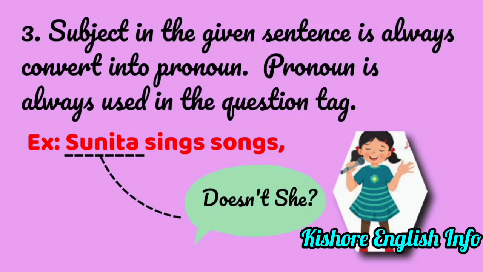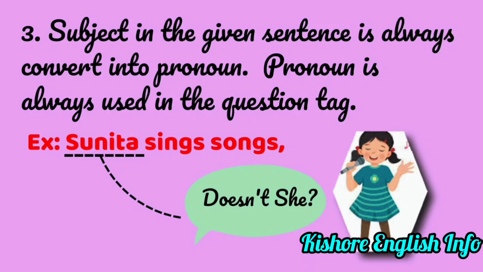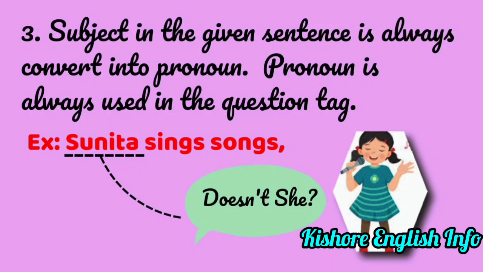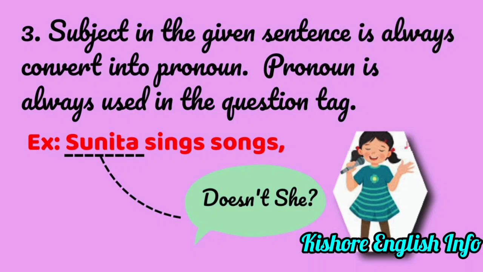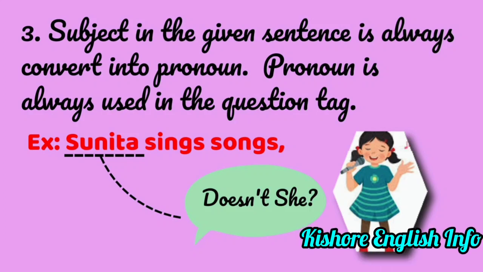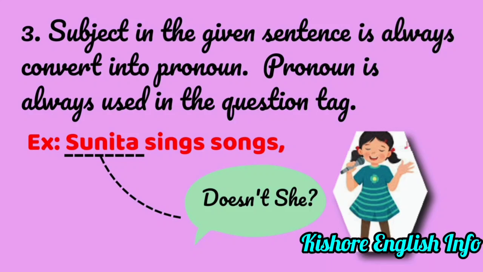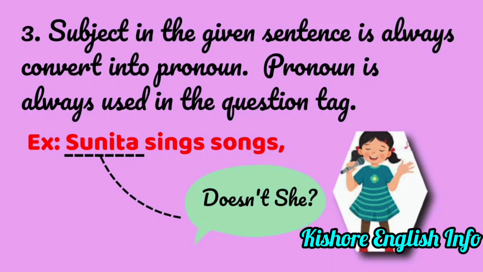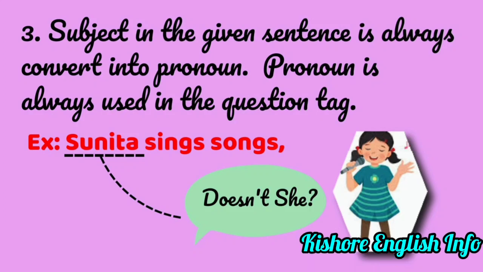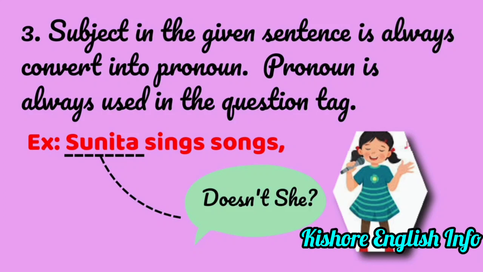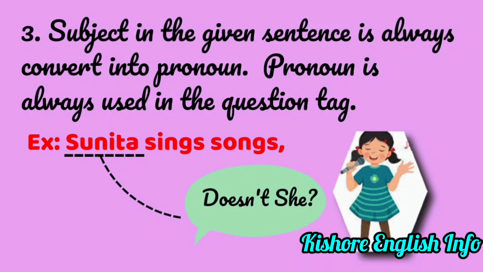Third basic rule: the subject in the given sentence is always converted into a pronoun. A pronoun is always used in the question tag instead of a noun or other forms of words or sentences. If the sentence is given with the name of a person as a noun, like Sunita sings songs, Sunita is converted into the pronoun she. The rest of the structure stays as it is.